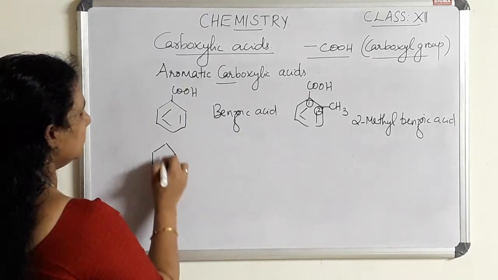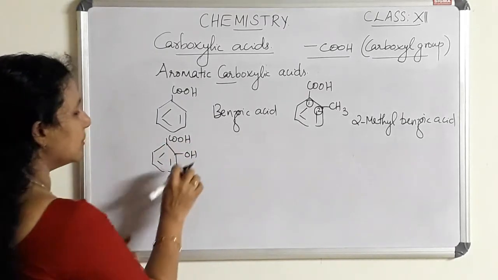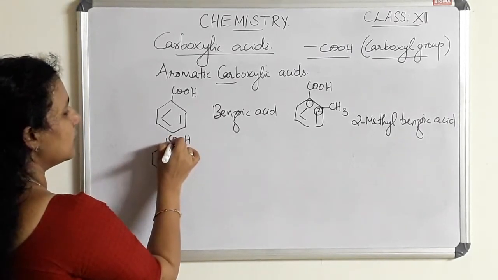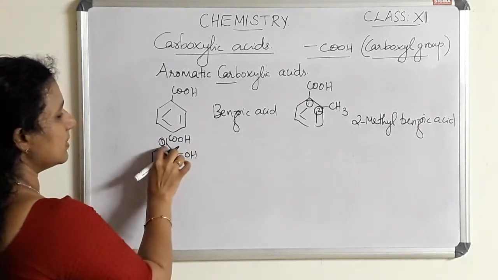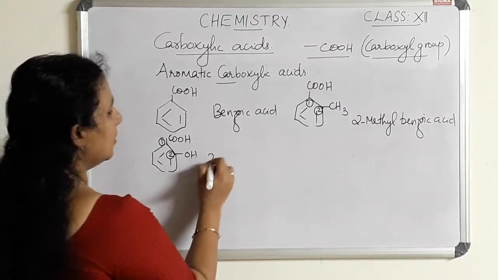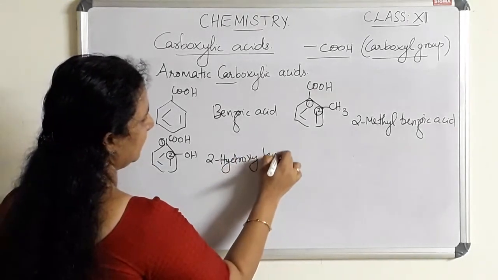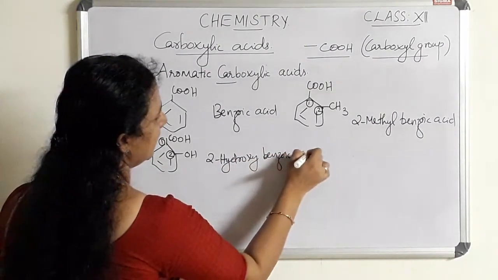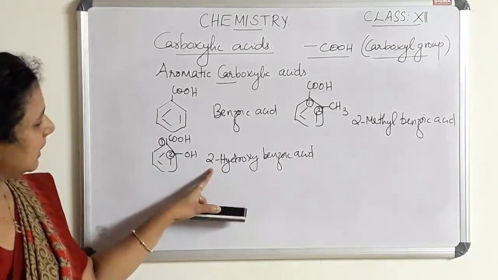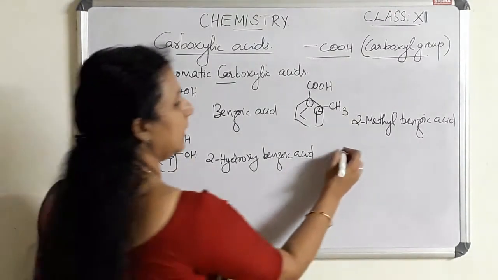Then comes, if it is an OH group attached. Since the carboxyl group has to be given the first priority, the first carbon is there, then the second carbon is this, and it is named as 2-hydroxy benzoic acid. It is 2-hydroxy benzoic acid. Second position, hydroxyl group ulla benzoic acid aanu 2-hydroxy benzoic acid.